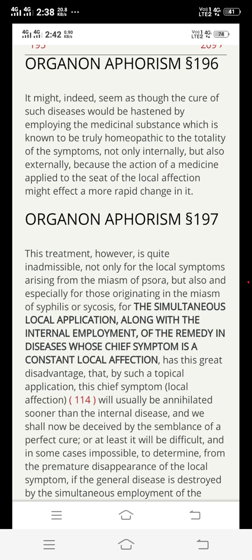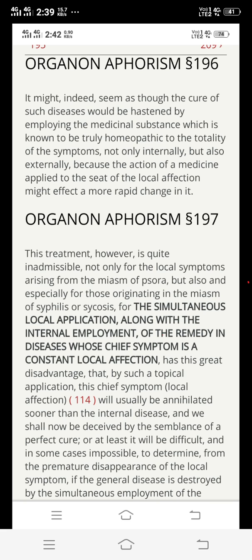Then aphorism number 193 is the proof regarding the local diseases. That is, local diseases are affected not only on the external part of the body, but they can affect the internal part of the body also. When we select the medicine on the basis of the local symptoms as well as the human being as a whole, and you give the medicine to the patient, in this case the total health of the patient gets improved. This is the proof that local diseases are not caused only due to external causes, but they can be caused due to internal causes. So this is given in aphorism number 193.